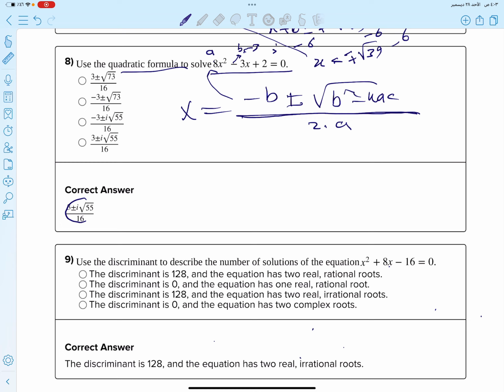Look, this is with an imaginary part, because we have the square root of b squared, 9, minus 4 times 8 times 2, which is going to be negative inside the square root, with i.